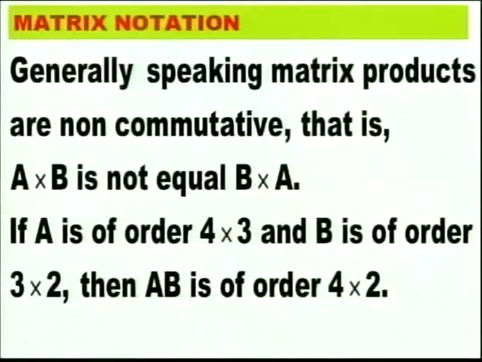And then it says AB will be of the order 4 times 2, 4 by 2. Remember, 4 is the row. Is it row or column of the first one, of A? Row, and 2 is the column of the second one. So the result is going to be 4 by 2. Please take note.